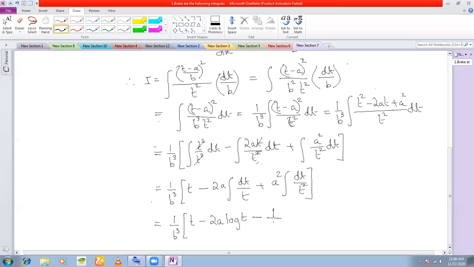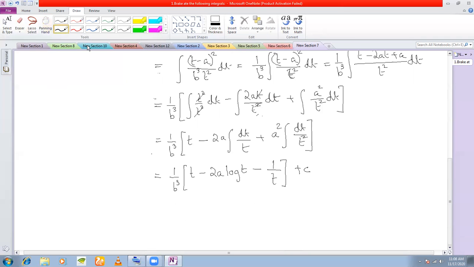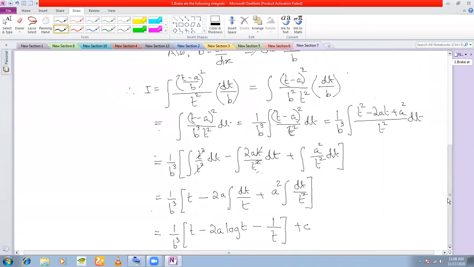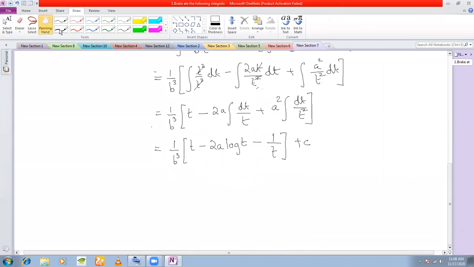Okay, minus 1 by t plus c. Now you can put the value of t. What is t we had taken? We had taken t to be a plus bx. So put the value of t as a plus bx.